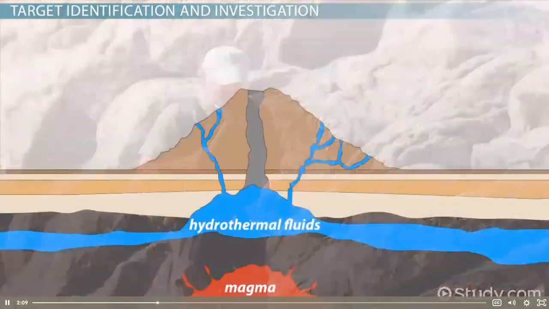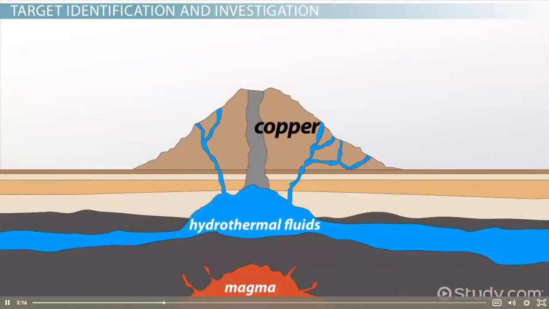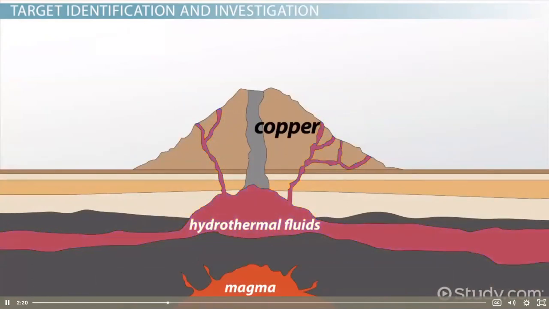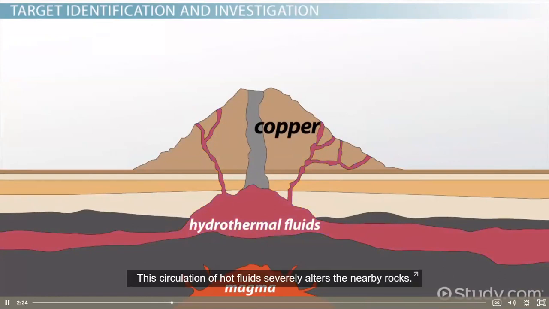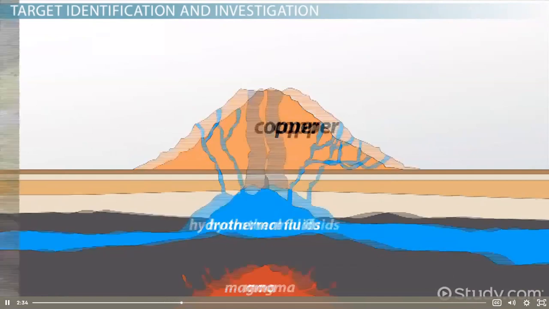In the case of valuable metals, geologists are often looking for specific clues, such as minerals and high concentrations of certain elements. For instance, copper often forms from hydrothermal fluids near volcanic activity. Hydrothermal fluid is hot groundwater that circulates through the bedrock, enriching it in valuable metals. This circulation of hot fluids severely alters the nearby rocks. Thus, geologists will often look for this type of alteration as a clue that there may be copper nearby.